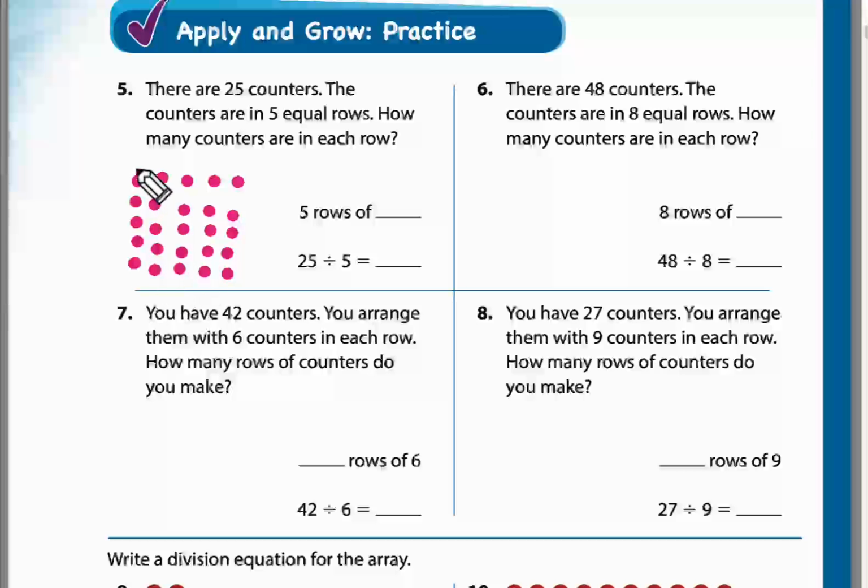So you can count the counters in each row, or you can count the number of columns. So let's count. We have here 1, 2, 3, 4, 5. So we have 5 counters in each row. So we have 5 rows. These are 5 rows. 5 rows of 5. And as a division equation, 25 divided by 5 equals the number that we should write as the answer, which is the number in each row, which is 5.